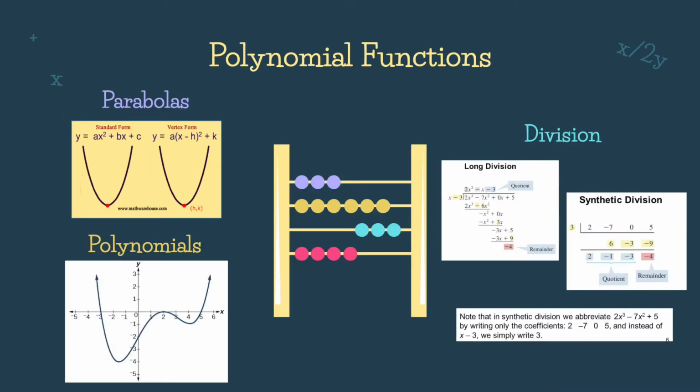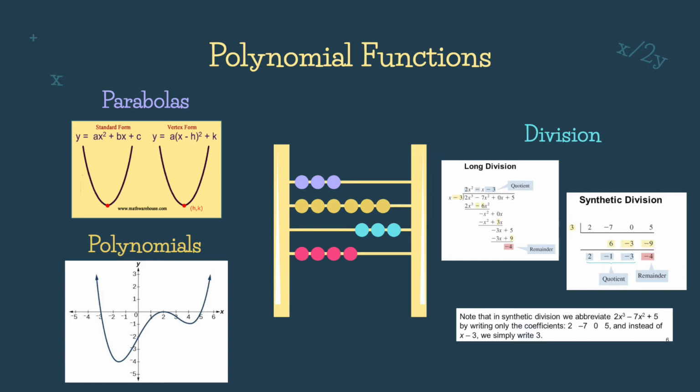Now, let's talk about polynomial functions. To start, quadratic functions are u-shaped parabolas written as f of x equals ax squared plus bx plus c. Their standard form can be written as f of x equals a times x minus h squared plus k, where the parabola's axis is the vertical line x equals h and vertex is the point h comma k. The parabola opens upward when a is greater than 0 and opens downwards when a is less than 0.